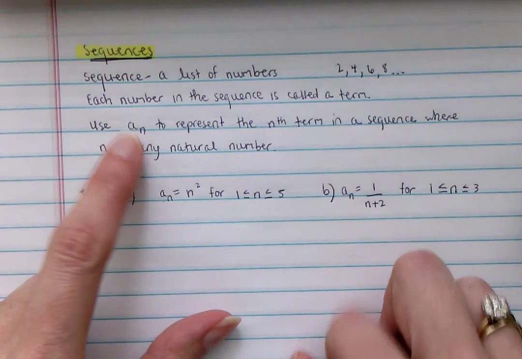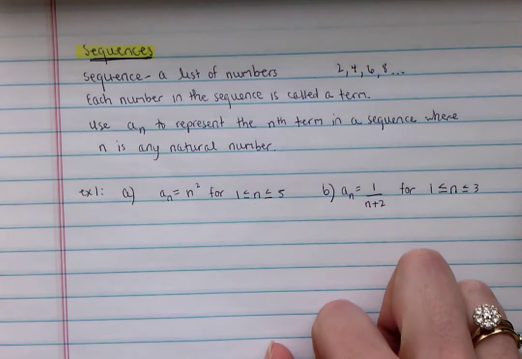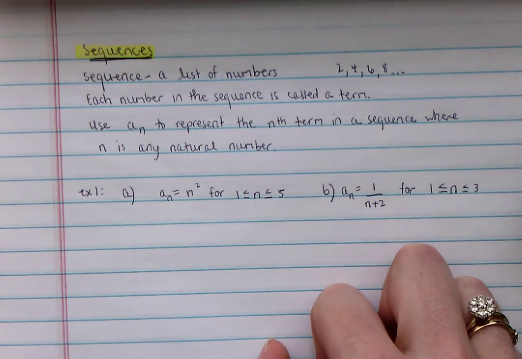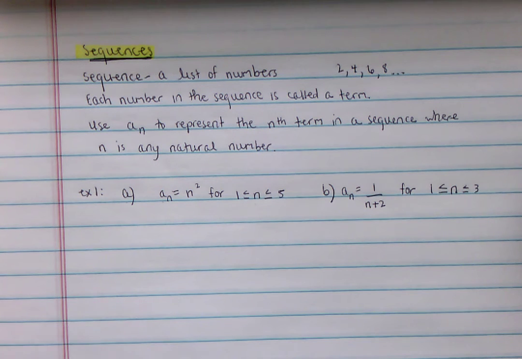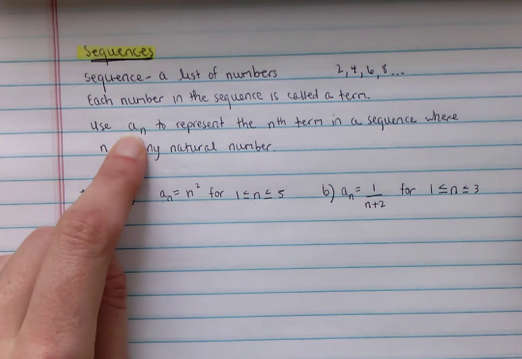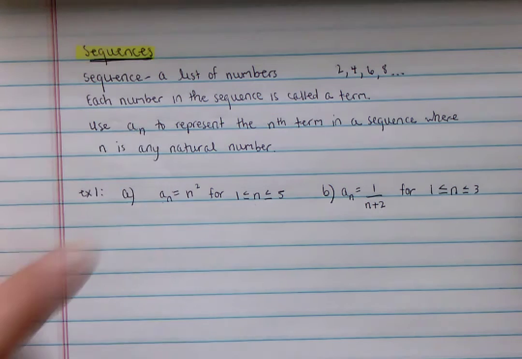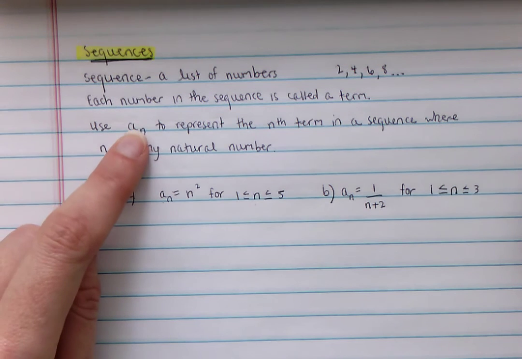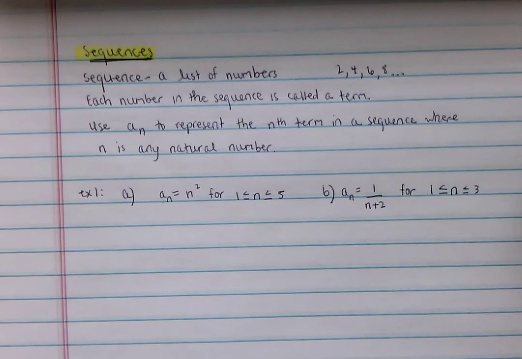We use a sub n to represent the nth term in a sequence, where n is any natural number. And remember, the natural numbers are your counting numbers, like 1, 2, 3, 4, and so on. And so, for example, a sub 1 would mean the first term. A sub 2 would be the second term, and so on.